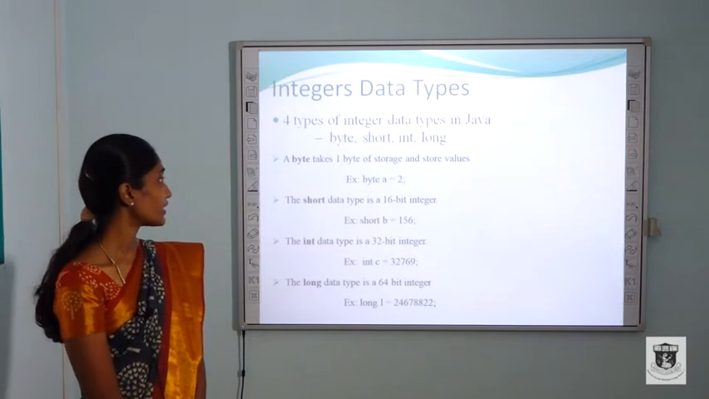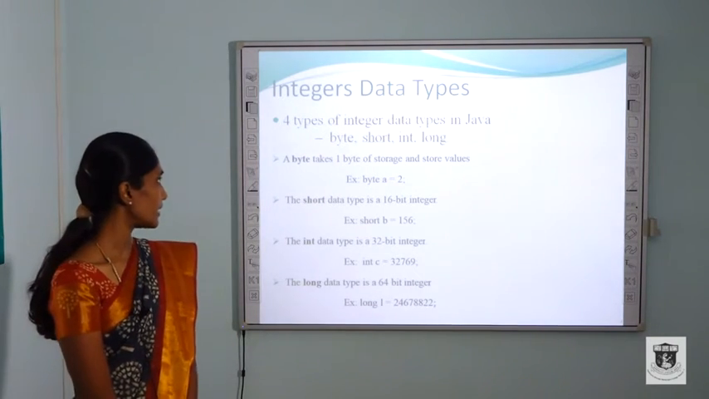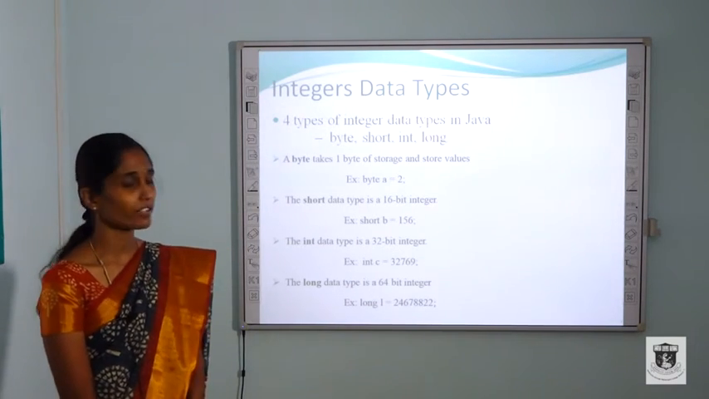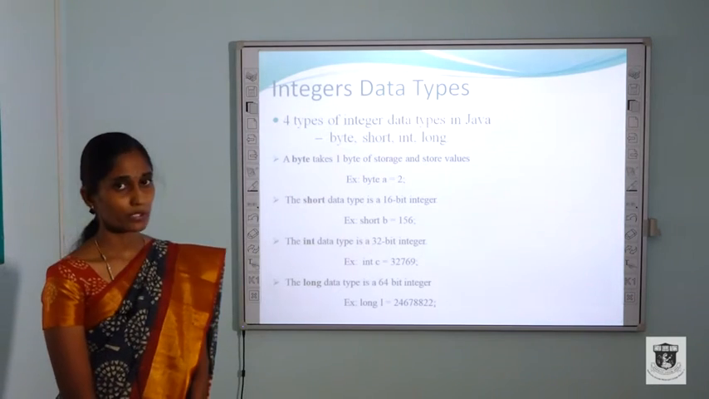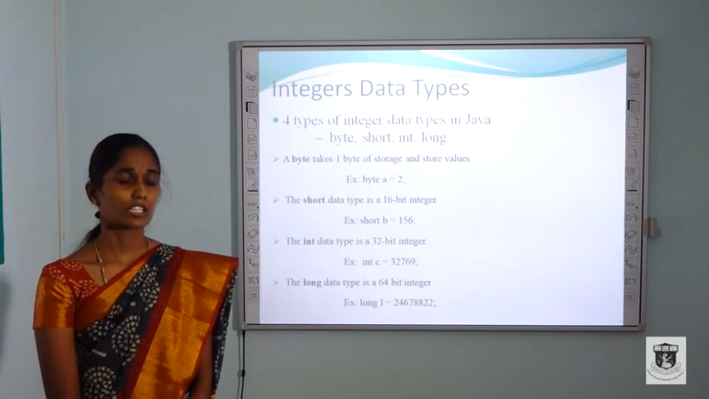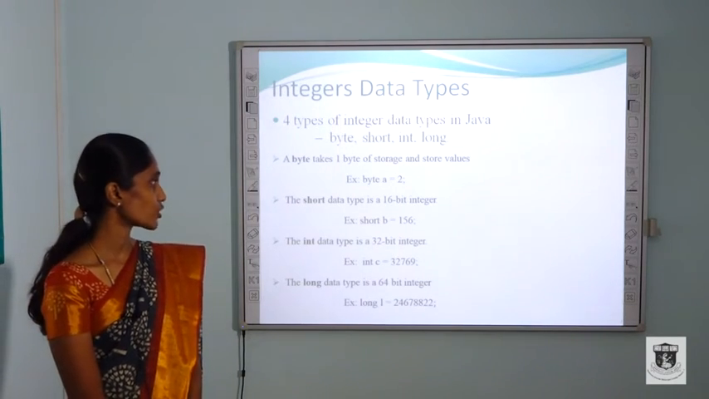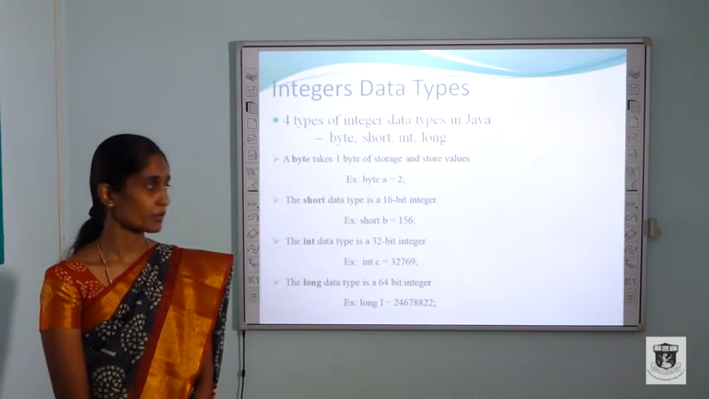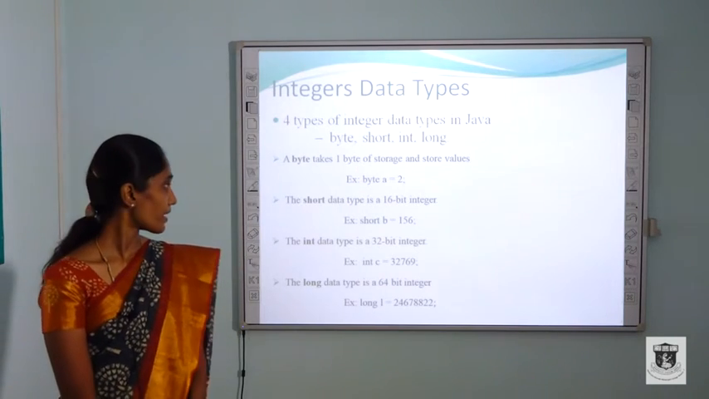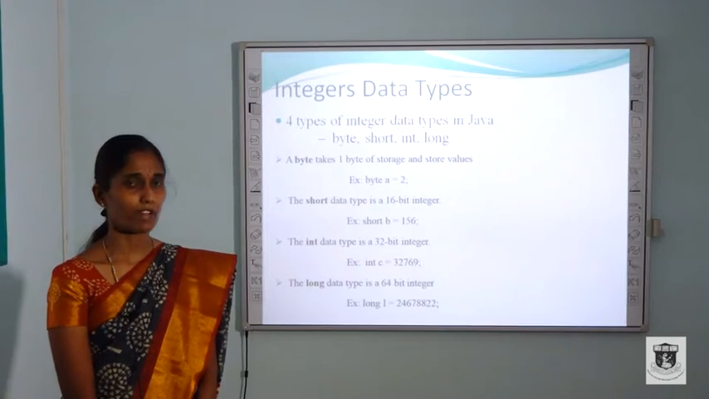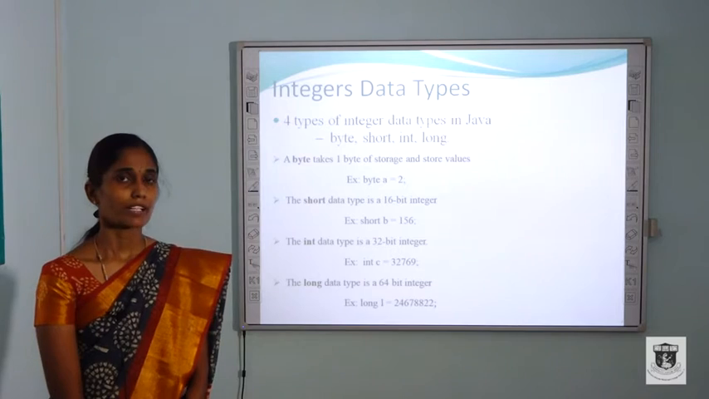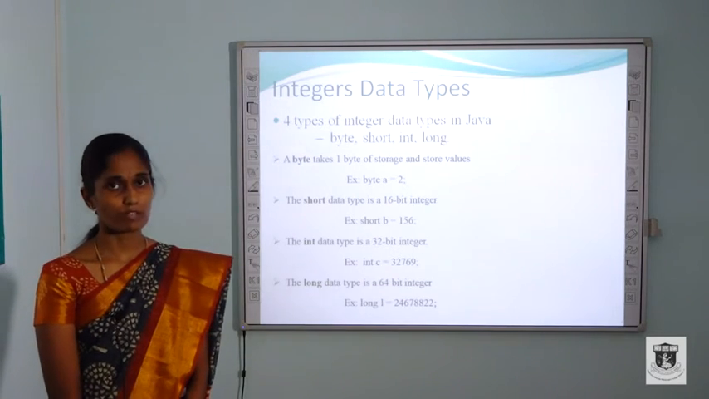Next, integer data types are further classified as byte, short, int and long, where byte takes 1 byte of storage and stores values. It can be represented with the keyword byte, as byte A is equal to 2. Short is a 16-bit integer. Its keyword is short, and it can be represented as short B is equal to a value. The int data type is a 32-bit integer, represented using the keyword int, as int C is equal to a whole number value. The long data type is a 64-bit integer. It uses the keyword long, as long L is equal to a whole number value.